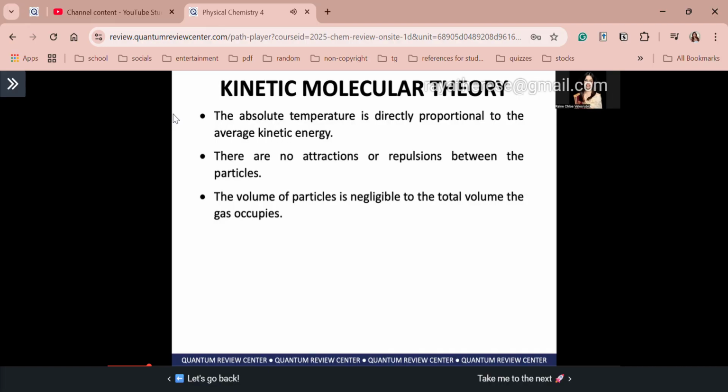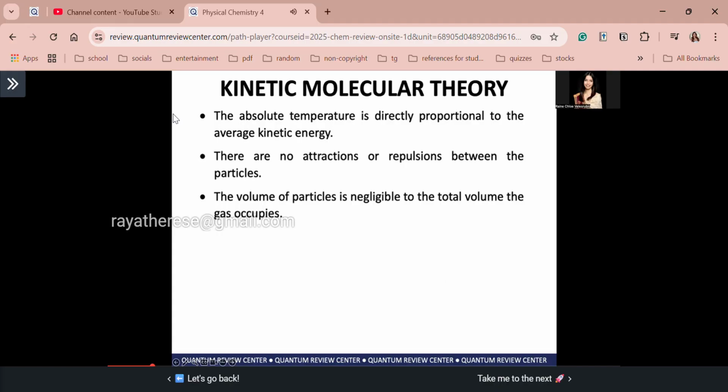Second, there are no attractions or repulsions between the particles, okay? Here, we neglect the attractive and repulsive forces between the gas particles. We assume that the gas particles move independently and do not interact with each other through attraction or repulsion, okay? Why? Because this will help us simplify calculations for an ideal gas, and help model gas behavior under certain conditions.